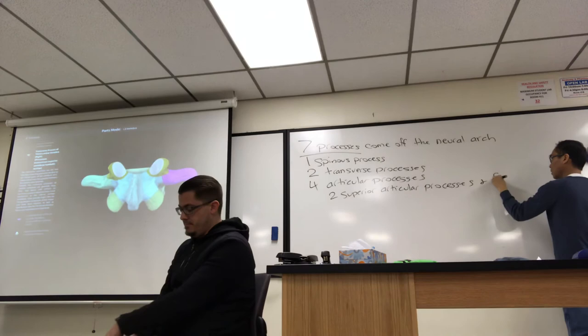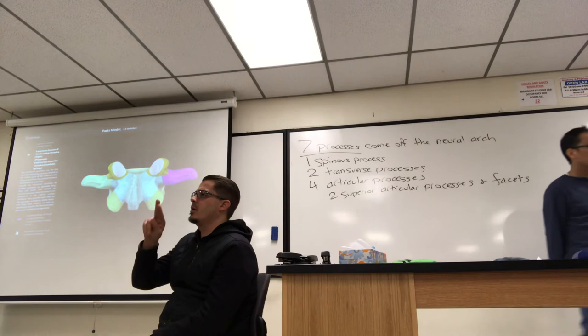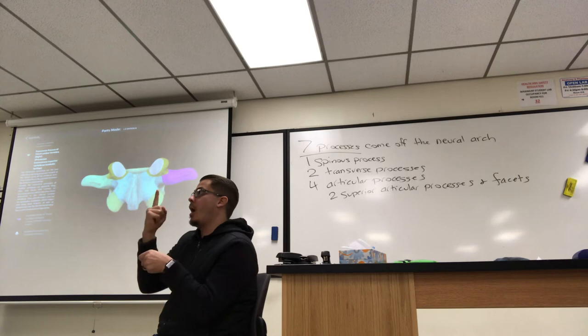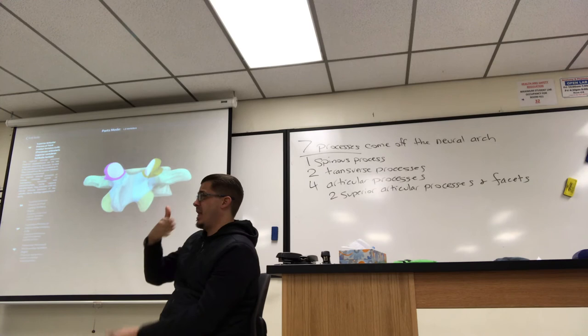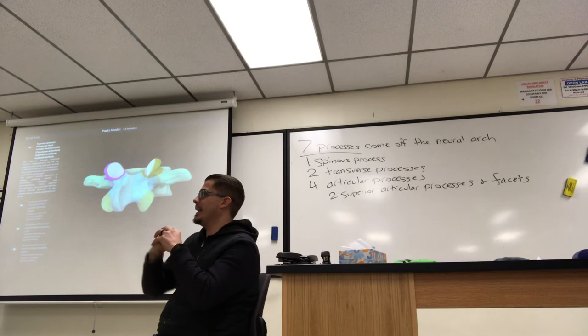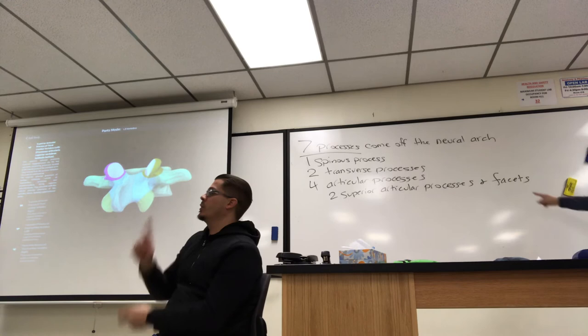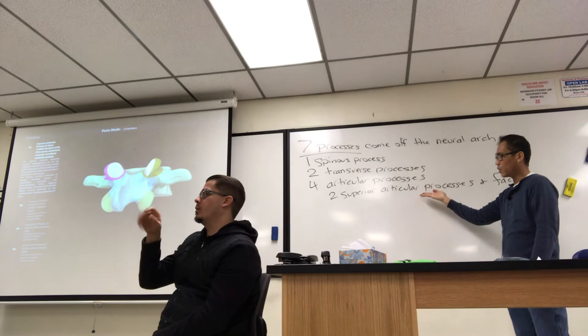I'll show you what I mean by process and facet. A process is something that sticks out, sticks up. So in green here, this dark green, I'll highlight in purple. That's the superior articular process, one of them. And do you see how there's like a white part on it, that flat part? That's the facet. A facet is pretty much where that will articulate with the vertebra above it. They'll meet on the facet. So basically, two superior articular processes, these processes will articulate with the vertebra above.